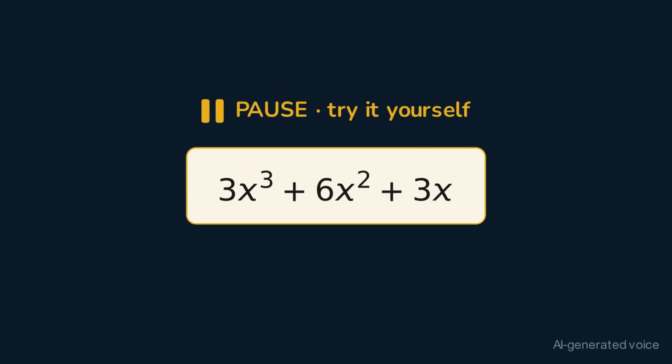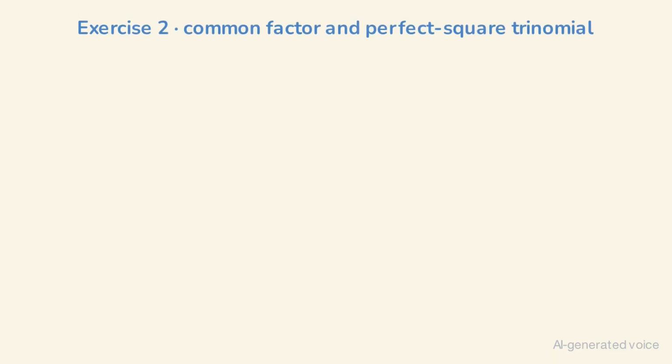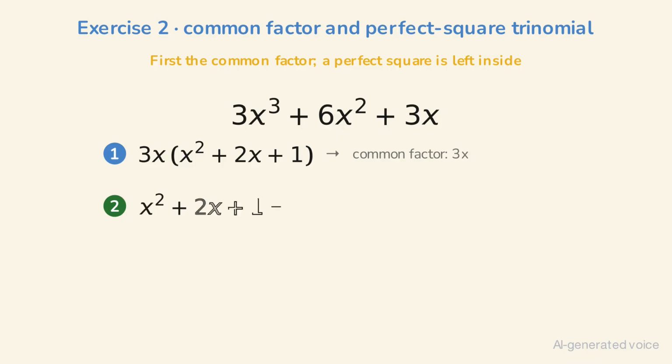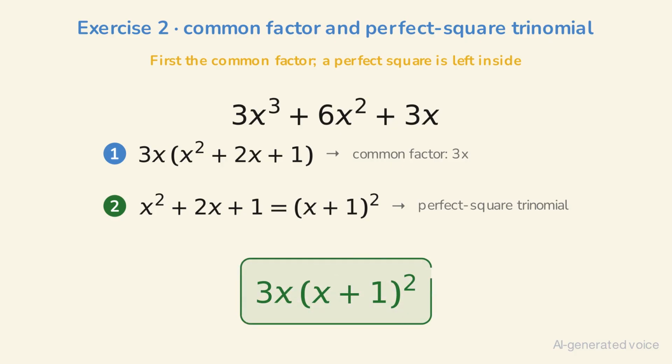Now try it yourself. Factor all the way 3x cubed plus 6x squared plus 3x. I'll give you a few seconds. Alright, let's see. 3x cubed plus 6x squared plus 3x. Step 1, there's a common factor, 3x. We get 3x times (x squared plus 2x plus 1). Step 2, inside are 3 terms, and that trinomial is a perfect square, (x plus 1) squared. The full result is 3x times (x plus 1) squared.